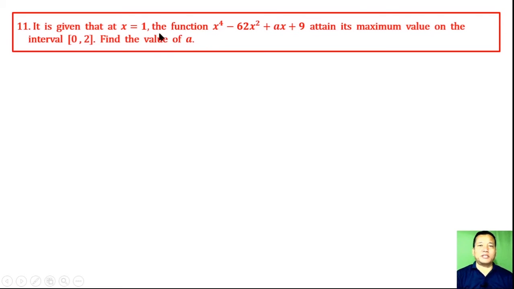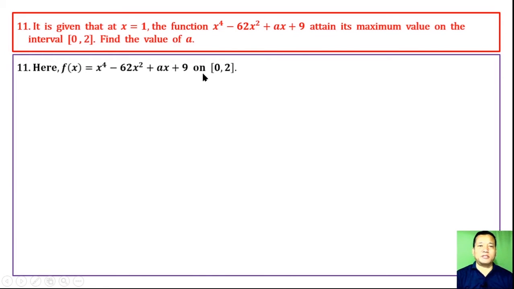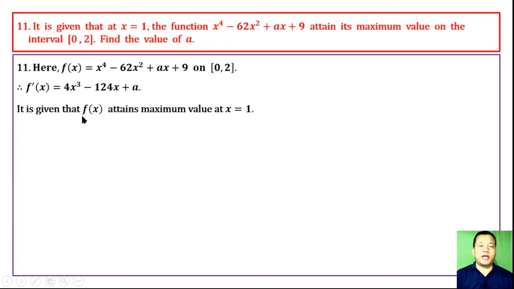Here f of x is this on the closed interval 0 to 2. Therefore, f dash x is 4x cubed minus 12x plus a. It is given that f of x attains a maximum value at x equal to 1. Therefore, f dash of 1 must be 0. That is, putting x equal to 1, we get this expression equal to 0. Then we get a equal to 120, which is the value of a.